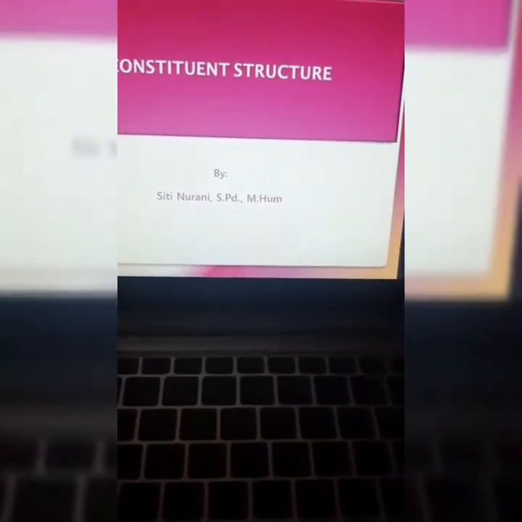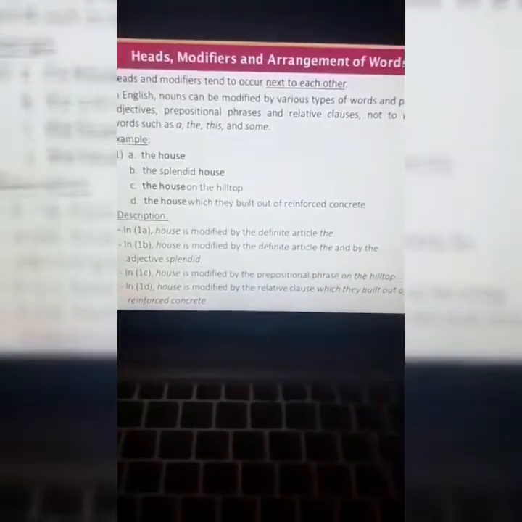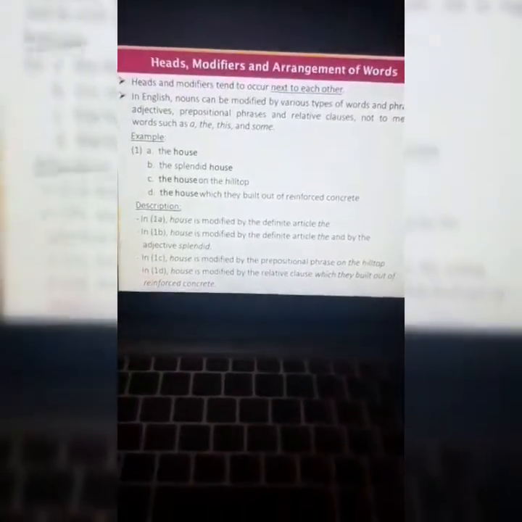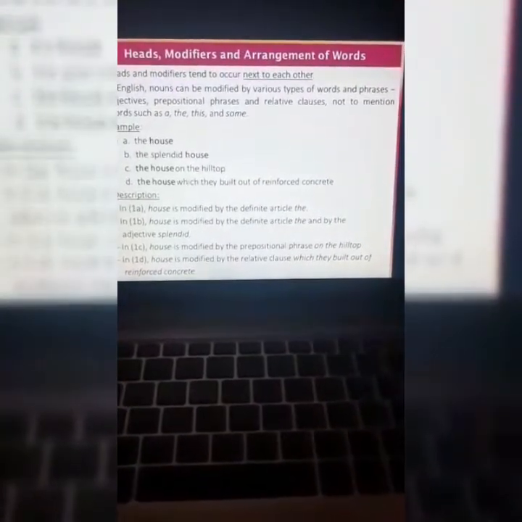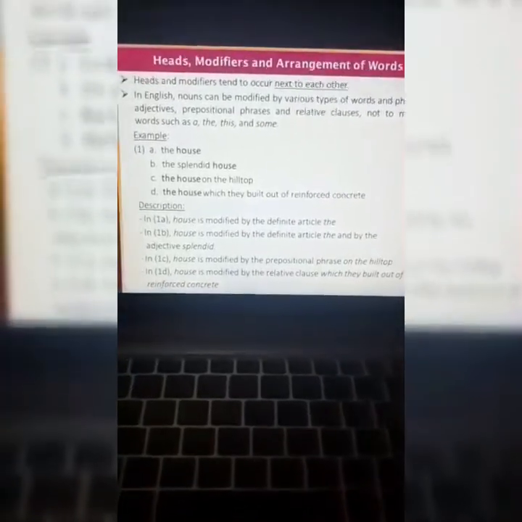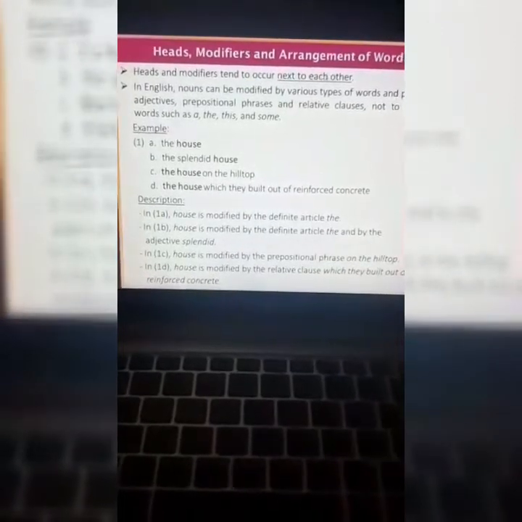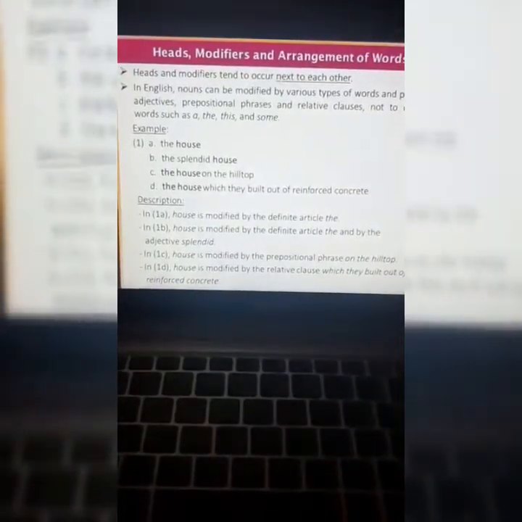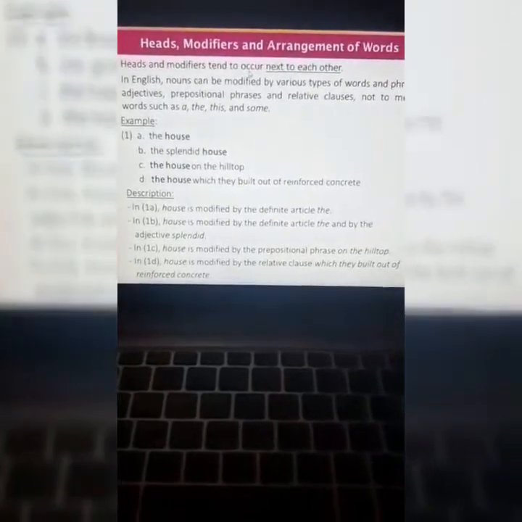Now our discussion is about constituent structure. Okay, let's look at one by one. We see here, as in our former discussion, that it is about heads and modifiers. Now we see the heads, modifiers, and arrangement of words. Heads and modifiers tend to occur next to each other, ya seperti Miss bilang kemarin. Head and modifier tentunya dia berdekatan, apalagi kalau modifiernya jenis complement.